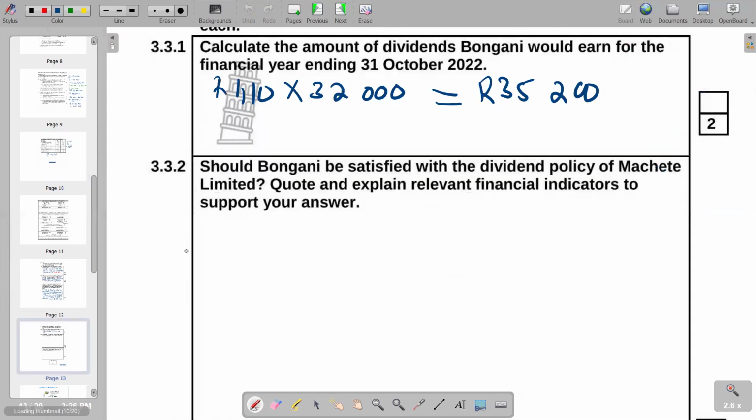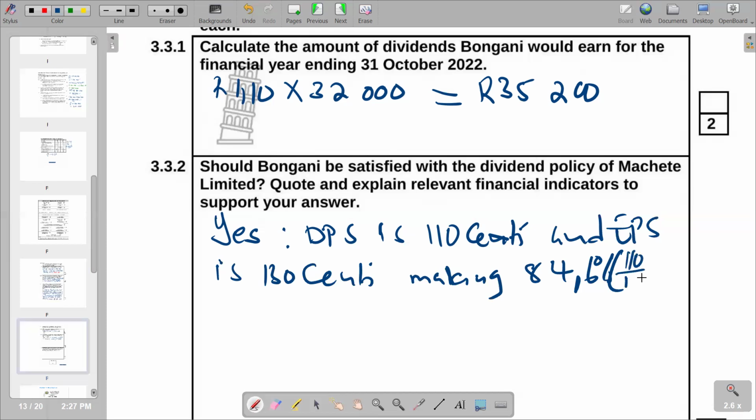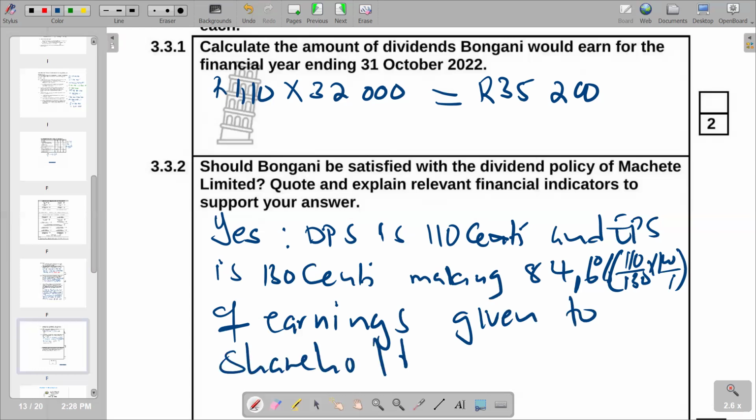So on our answer section, we are going to say, on our explanation now: dividends per share is 110 cents, and earnings per share is 130 cents, making 110 over 130 times 100 over 1, making 84.6% of earnings given to shareholders. Basically, that's what we have on 3.3.2.